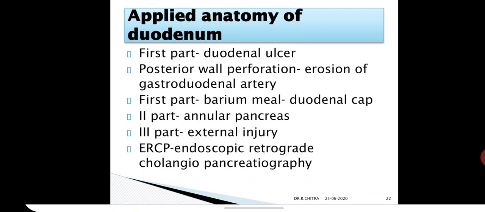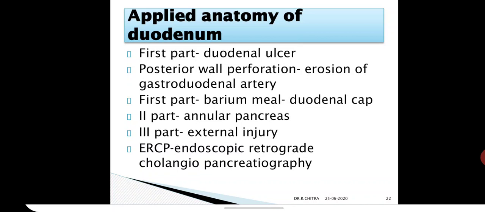Applied anatomy of the duodenum. It has many applied anatomy. As we told, first part is like stomach, behaves more of a stomach, so prone to ulcer, duodenal ulcer. If this first part of the duodenal ulcer perforates, what is the artery? Main artery behind this is gastroduodenal artery. So there may be bleeding in the ulcer.